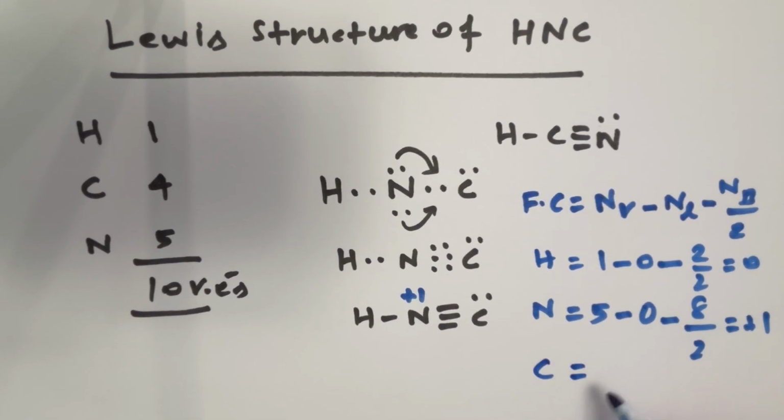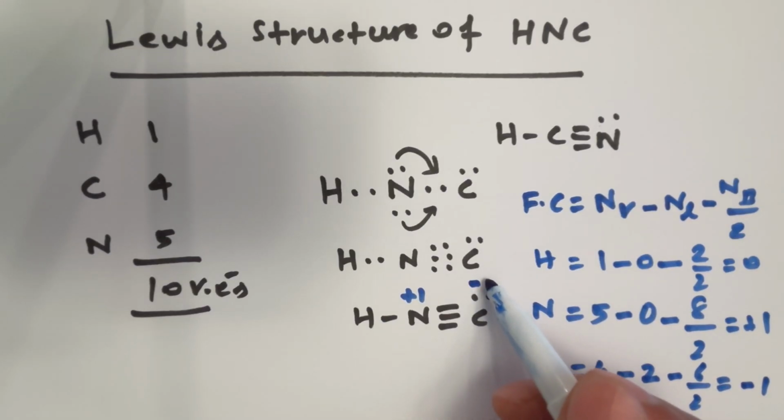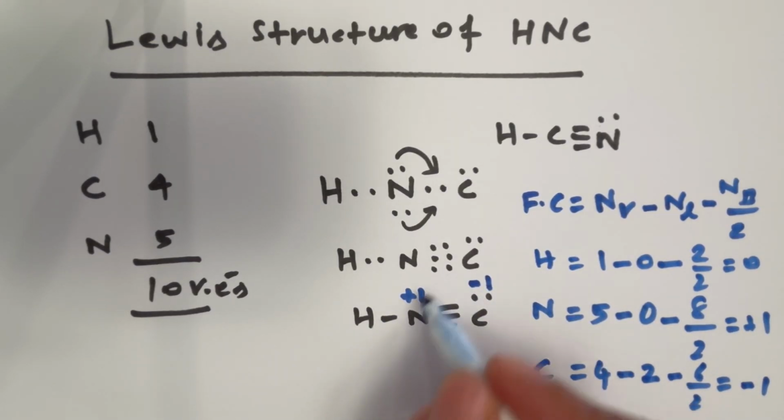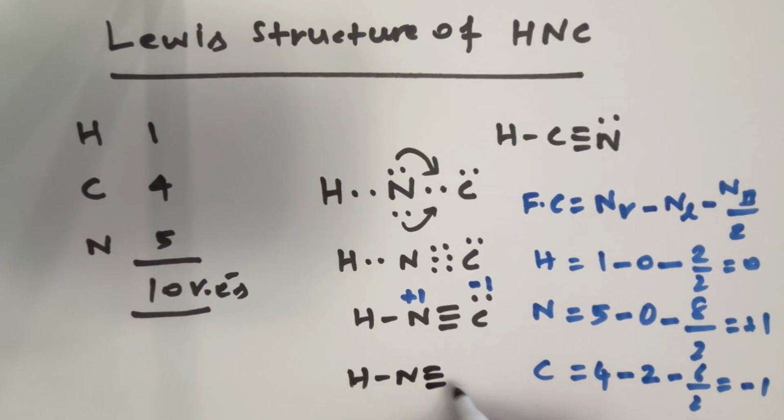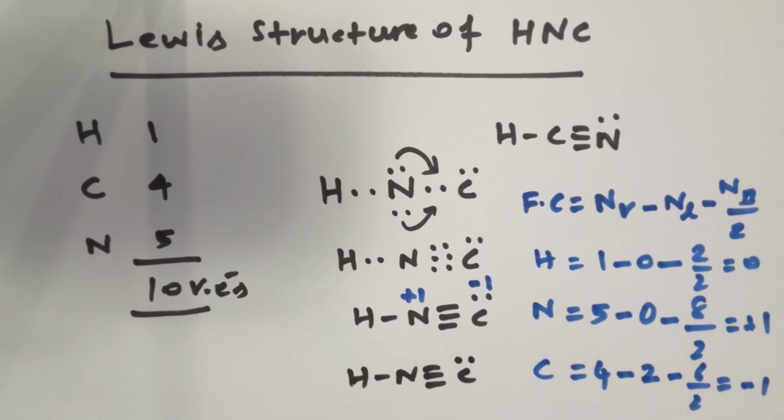So, for carbon, 4 valence electrons in the atom minus we have 1 lone pair. So, 2 electrons and then 3 bonds. So, 6 by 2. So, therefore, 4 minus 2, 2, 2 minus 3. So, -1. So, that -1 charge we need to specify. Either you can specify it this way or you can just simply write it this way too: hydrogen, nitrogen, triple bond, carbon, or you can just simply put it this way: plus sign and then minus sign here. So, this is the best Lewis structure of hydrogen isocyanide.